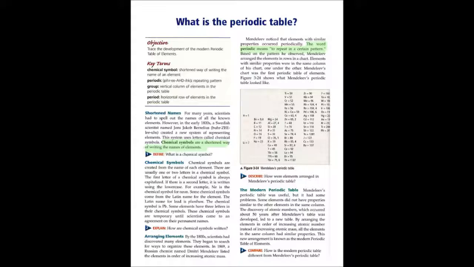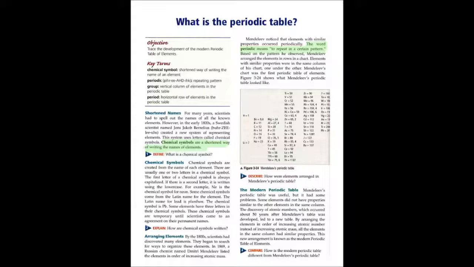Arranging elements. By the 1800s, scientists had discovered many elements. They began to search for ways to organize these elements. In 1869, a Russian chemist named Dmitry Mendeleev listed the elements in order of increasing atomic mass. Mendeleev noticed that elements with similar properties occurred periodically. The word periodic means to repeat in a certain pattern.